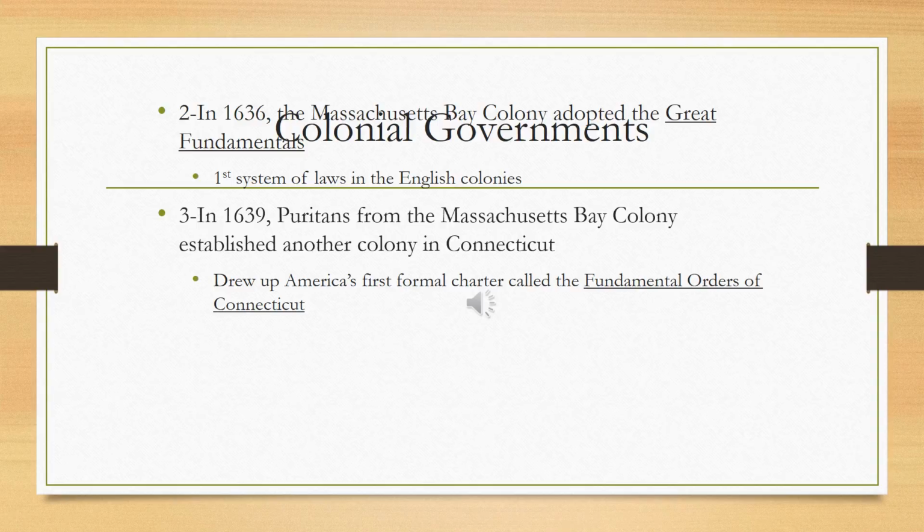For example, in this Fundamental Orders of Connecticut, it gave people the right to elect a governor, elect judges, and elect representatives to make laws instead of everybody voting on every law. As these colonies were gaining in numbers, it would have been difficult for everyone to vote on every issue. So therefore, they were electing representatives to do that for them.